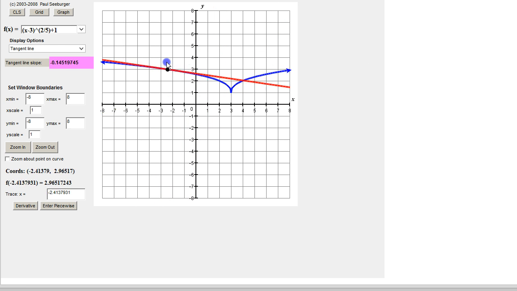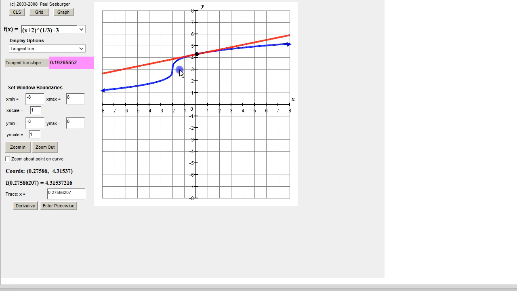Another example would be one for which your graph has a cusp or a corner point. In this case, we have a relative min. The first derivative, though, doesn't exist right at x equals 3 in this case, but our derivative is going from negative to positive, so we have a relative minimum there. Notice again, right at x equals 3, the derivative doesn't exist because the tangent line's vertical.